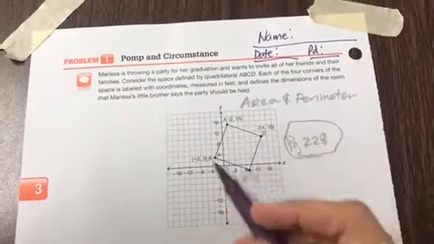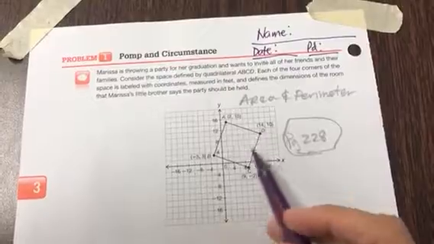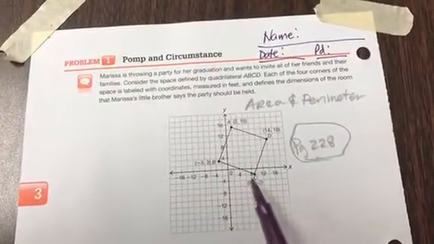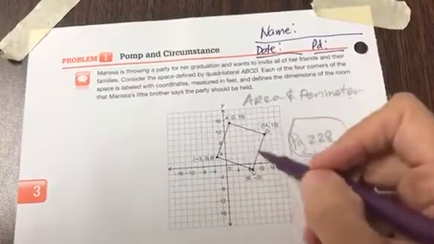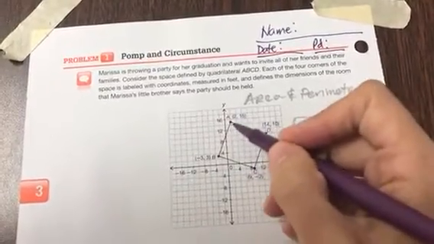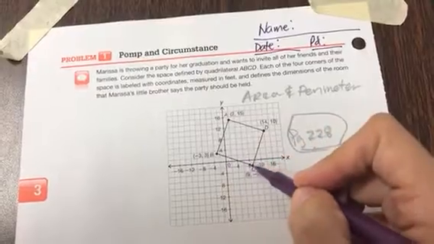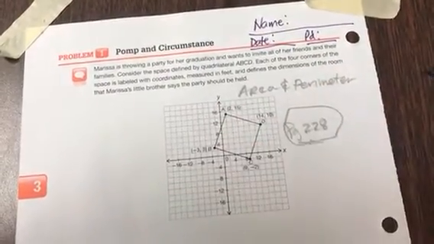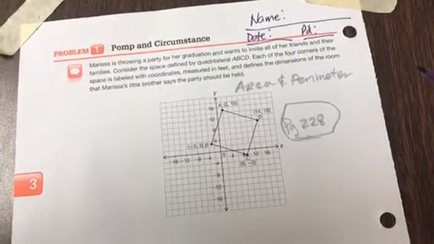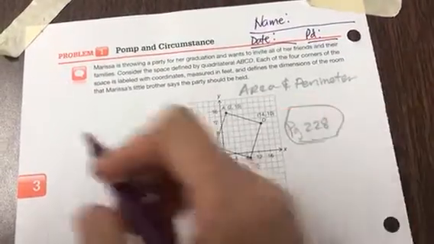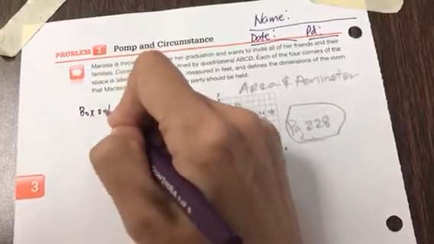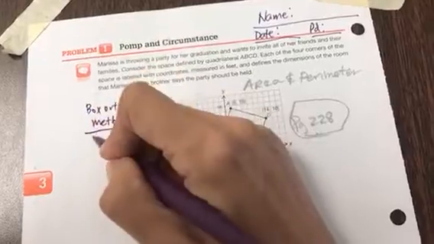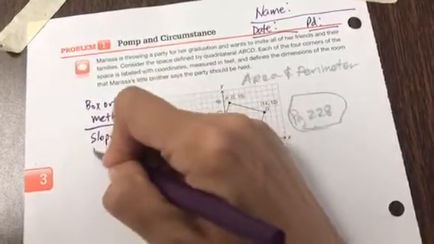Now, it looks as if this might be a square, but I'm not sure. So let's see if I can figure out the area of this shape. If it's a square, I just need one length, base times the altitude. So let's see, a couple ways. I could use the box out method. If you watch the other video, I could use the slope method.